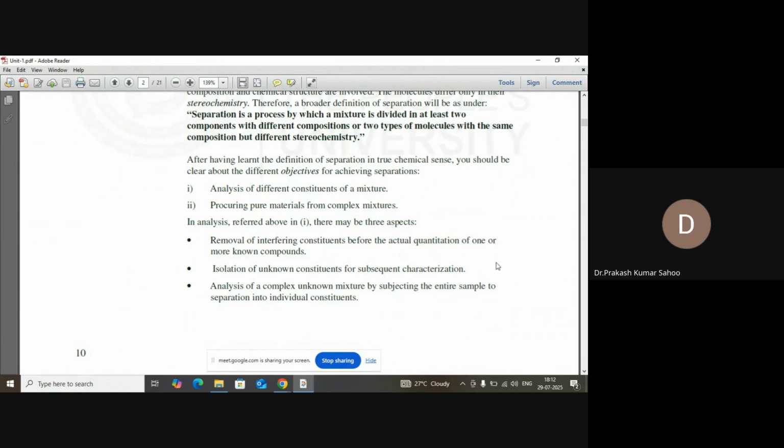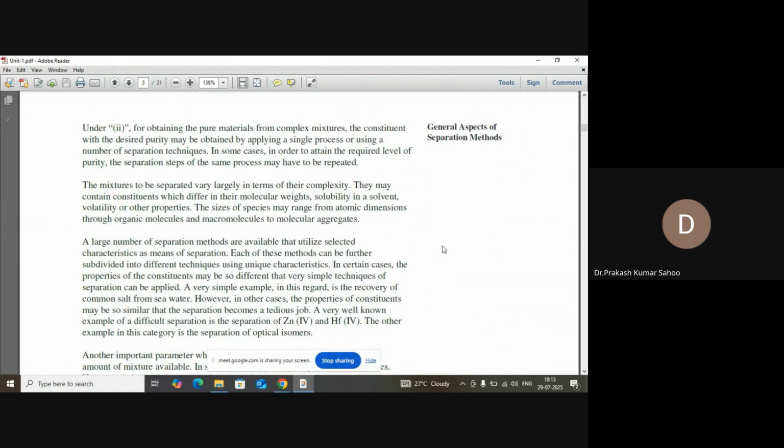So these are some objectives of this unit, that is why we are separating different components of a mixture, and depending on the various properties, the separation methods are selected for separation of components. It is also for obtaining the pure material from the complex mixture. It is also separation. A constituent with the desired purity may be obtained by applying a single process or using a number of separating techniques.